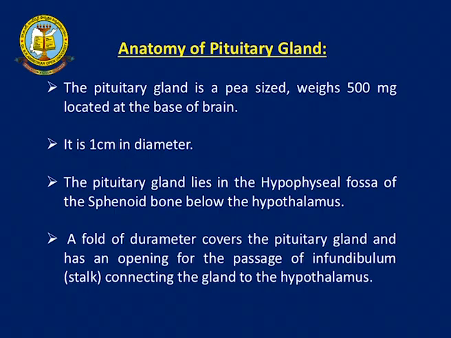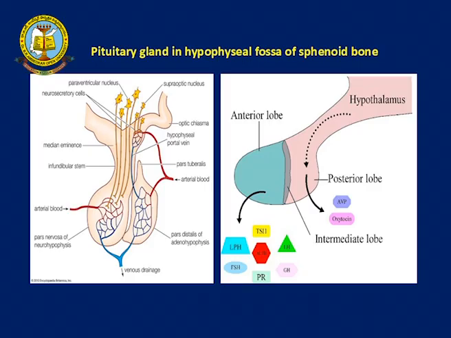Anatomy of the pituitary gland. The pituitary gland is pea-sized, weighs about 500 mg, and is located at the brain. The 1 centimeter diameter pituitary gland lies in the hypophyseal fossa of the sphenoid bone, below the hypothalamus. The fold of dura mater covering the pituitary gland has an opening for the passage of the infundibulum stalk, which is nothing but a stalk connecting the gland to the hypothalamus. Now this is the exact structure of the pituitary gland in the hypophyseal fossa of the sphenoid bone.